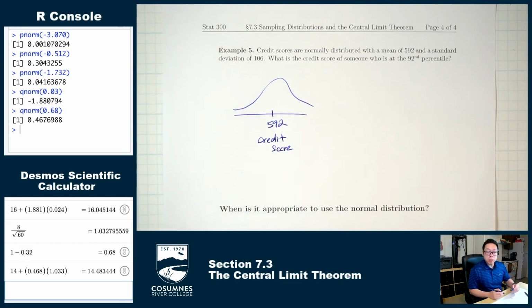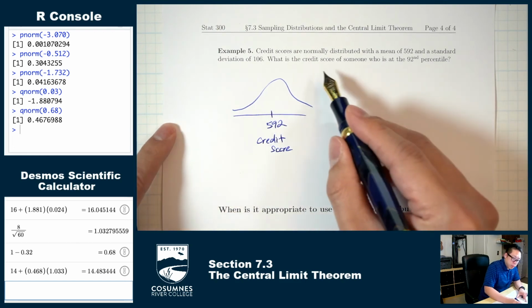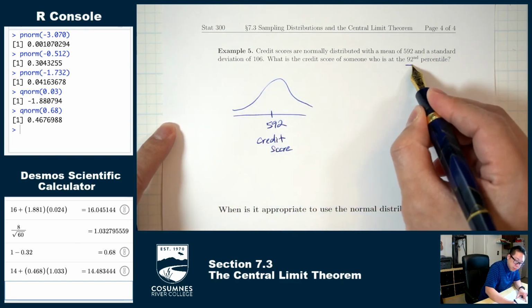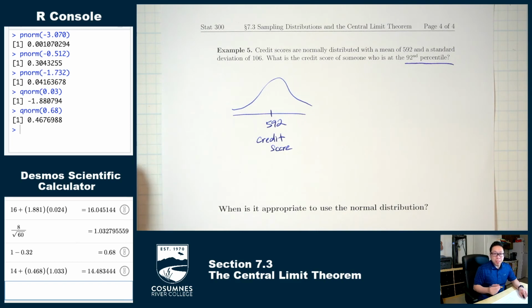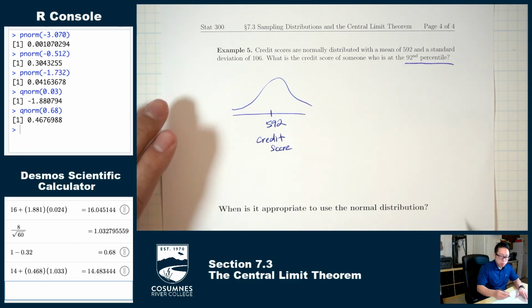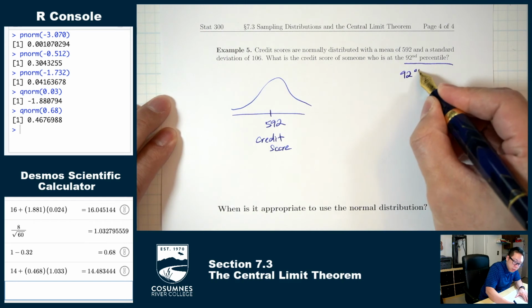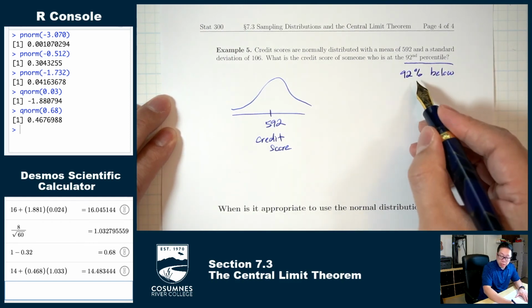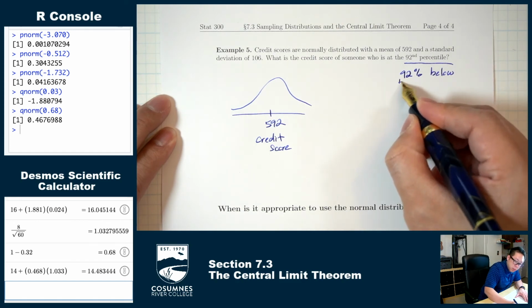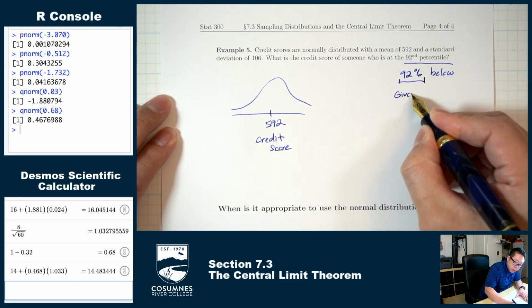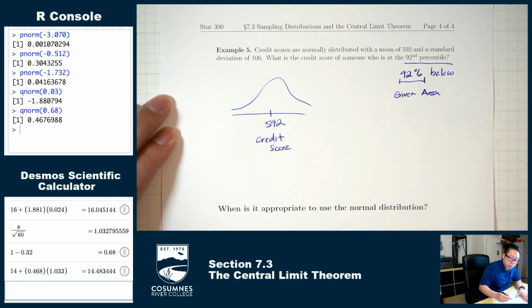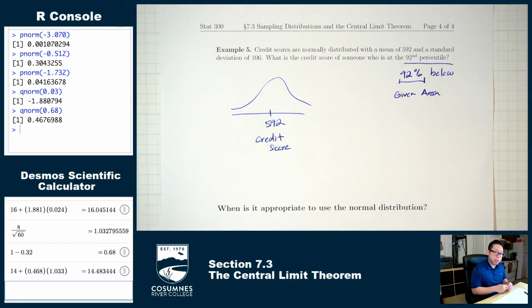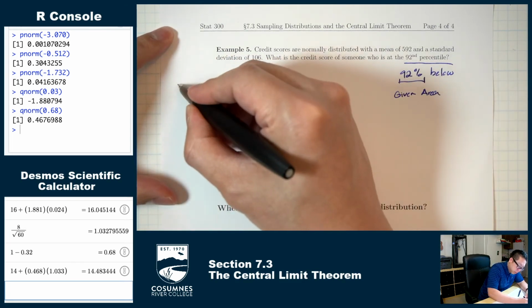And then decide whether this is an x to area or an area to x problem. Now, 92nd percentile means 92% of the data is below. So 92% below. I'm giving you a percent. I'm giving you 92%. So I'm giving you an area, which means this would have to be an area to x problem if I'm giving you area to start. So this is area to x.